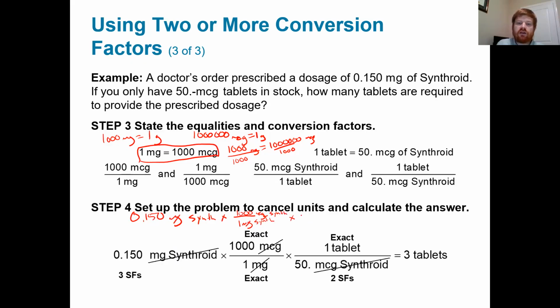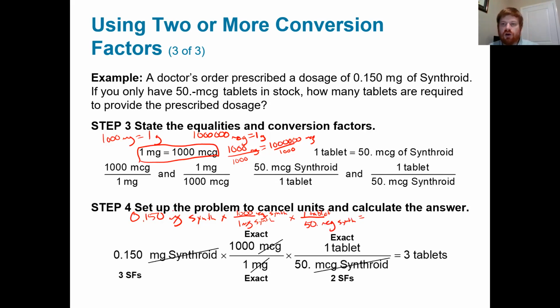Now we're ready. We can convert from micrograms to tablets. So tablets is the unit that we want, so that needs to be in the numerator. The one that we want to cancel out is micrograms, so we're going to put that in the denominator, 50 micrograms. Okay, and then we're ready to do our calculation.